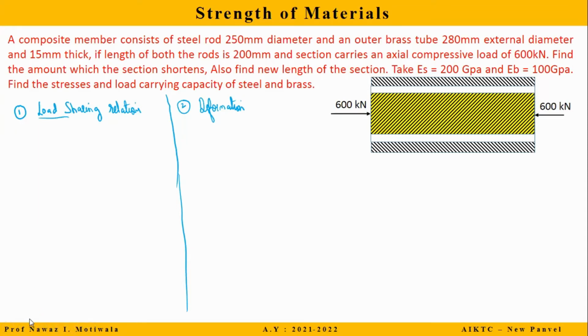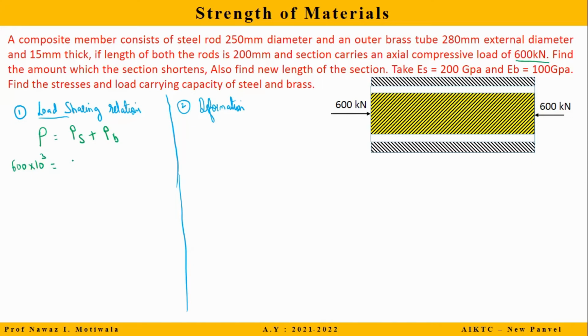Now for load sharing, from the figure, can you tell me whether this load of 600 is applied to the entire section or only this one part? Normally this is a total load. This total load will be shared by both the materials. So I can write here the total load P which is acting will be equal to PS plus PB. Out of this 600, some load will be taken by steel, some load will be taken by the brass tube. The load is given as 600 kilonewton. Because it is in kilonewton, I need to convert it into newtons. So I will write 600 into 10 raised to 3.